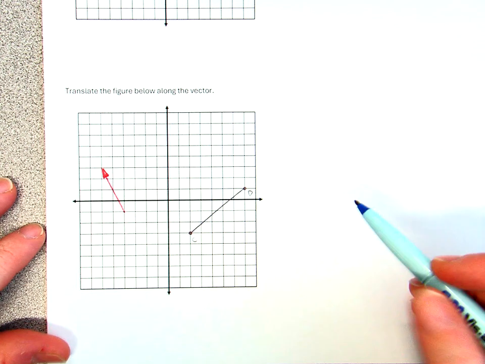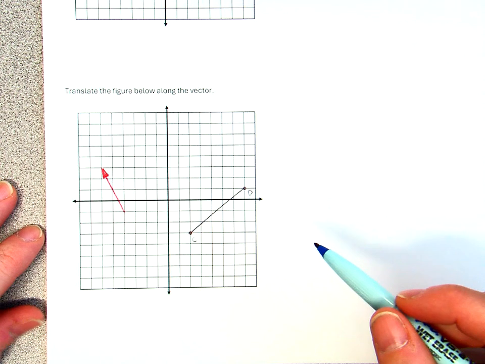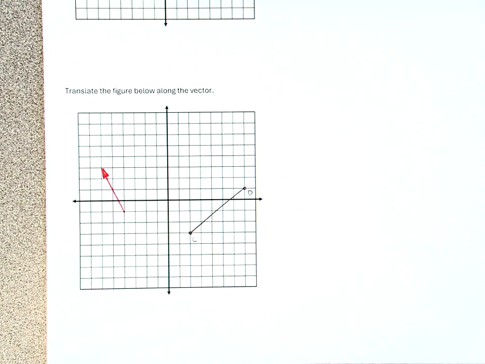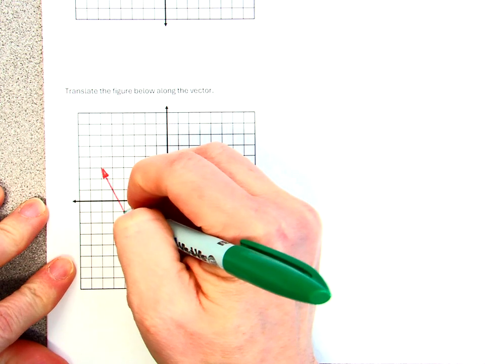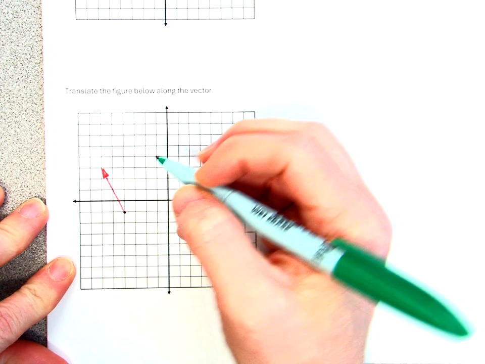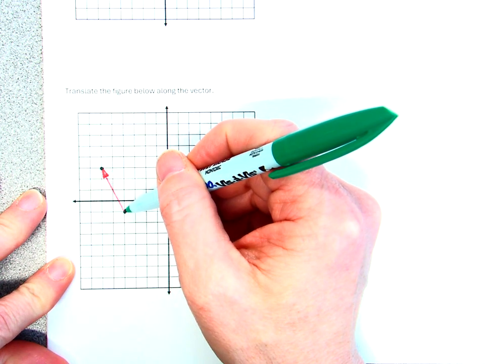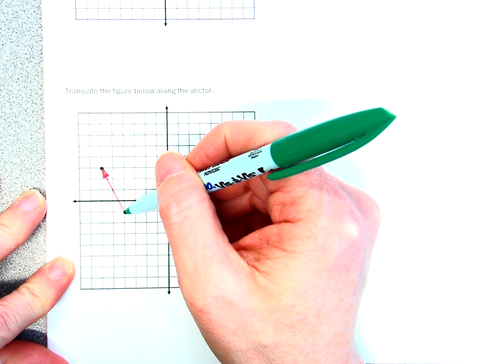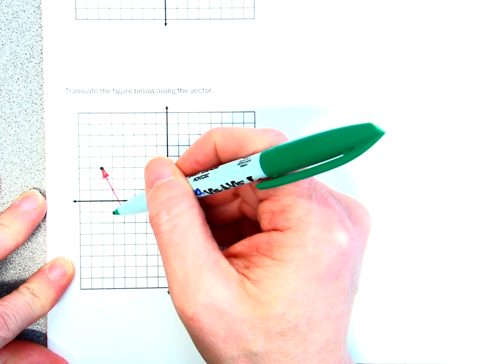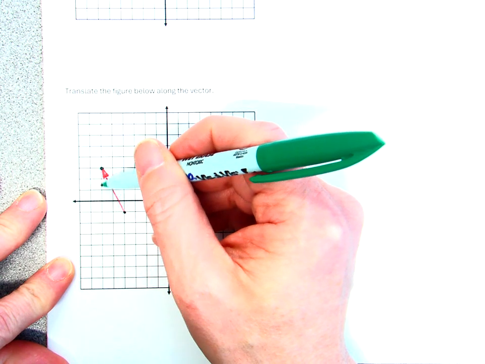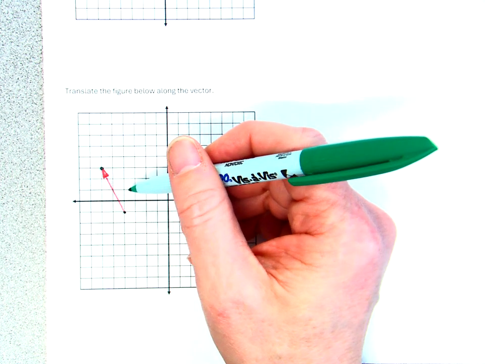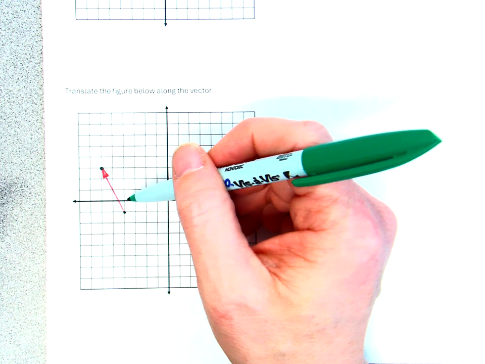All right, so again, same idea. We have our line segment over here. I want to know where this is moving. So I see that it starts here at this point, it ends here at this point. So it's going up and right. I'm sorry, left. So it's going to go what? Left 2, up 4.